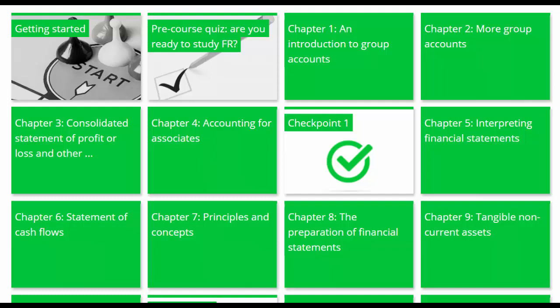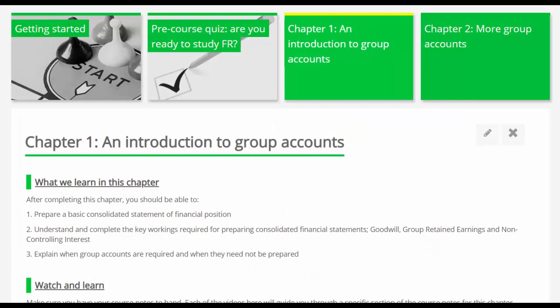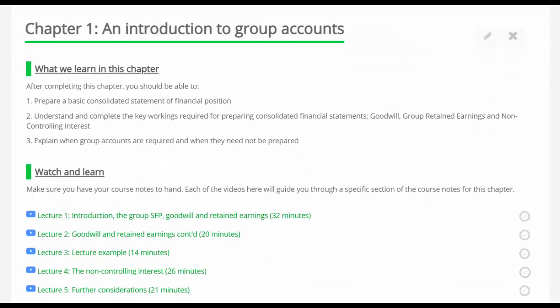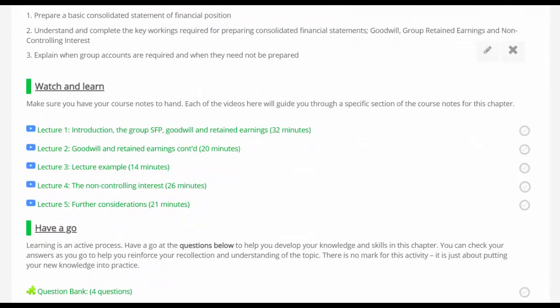You're then ready to make a start on Chapter 1, and you can see that we have a tile on FI Learn for each chapter of your course notes. If we just click on Chapter 1, for example, we start off with some objectives for the chapter. We then have some videos to watch and learn, and you should watch these videos with your course notes in front of you, and you should annotate your course notes as the lecturer talks you through them.